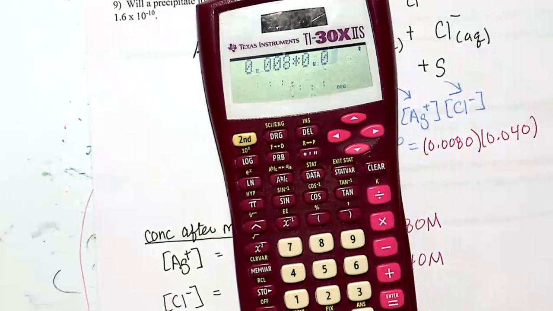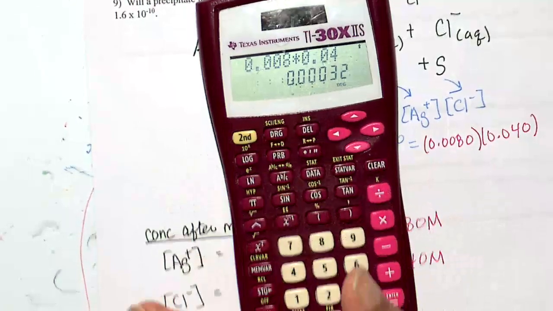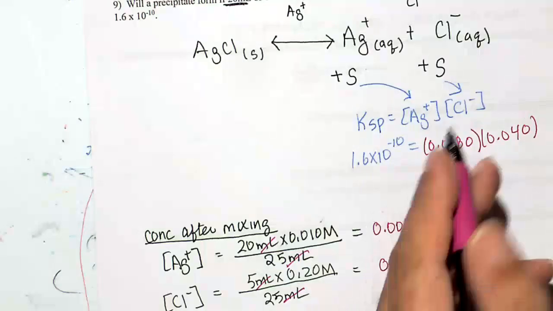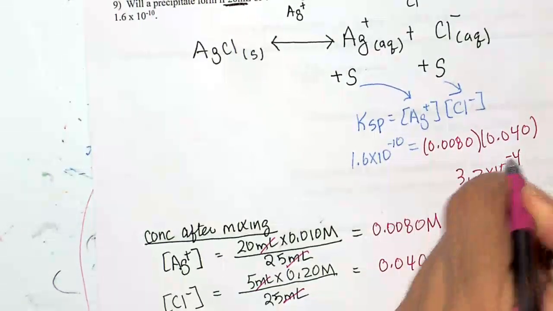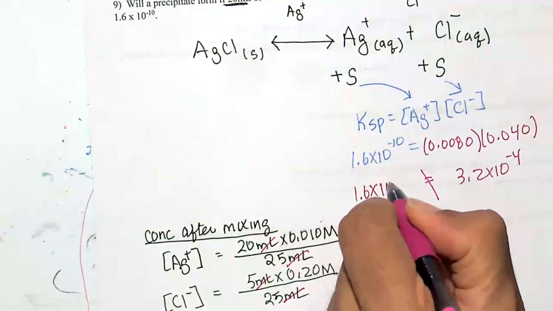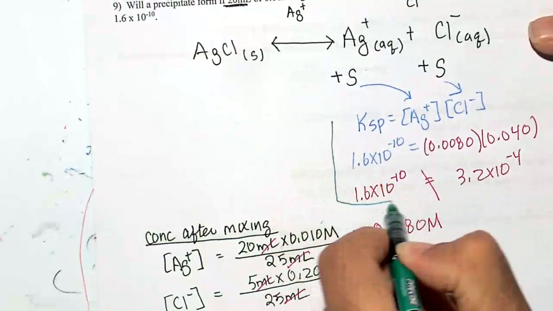Let's see. 3.2 times 10 to the minus 4. Okay, so 3.2 times 10 to the minus 4 does not equal 1.6 times 10 to the minus 10. So what's going on here? Which way will this reaction shift?